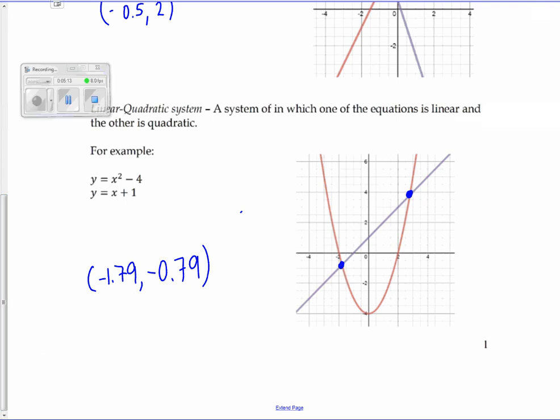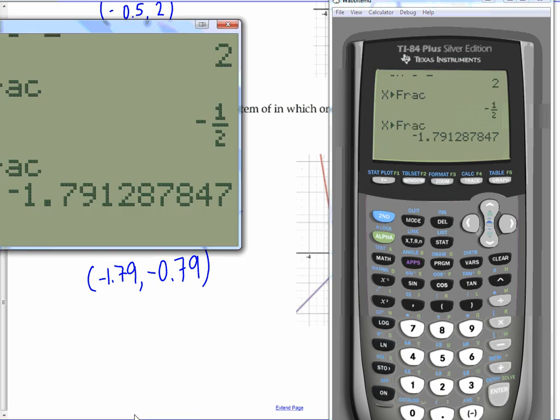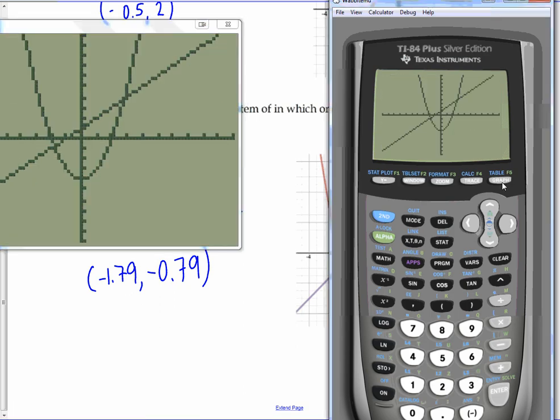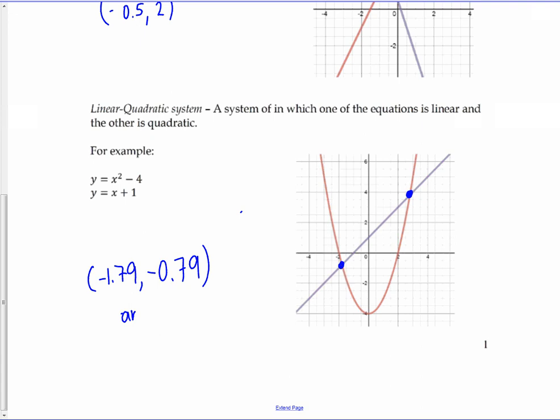Okay, and now I want the other one. Oops, that's not what I want. I want my rabbit. Okay, so graph, second trace 5. Move over to the other side. Enter, enter, enter. So 2.79, comma 3.79. So there's 2 intersection points.